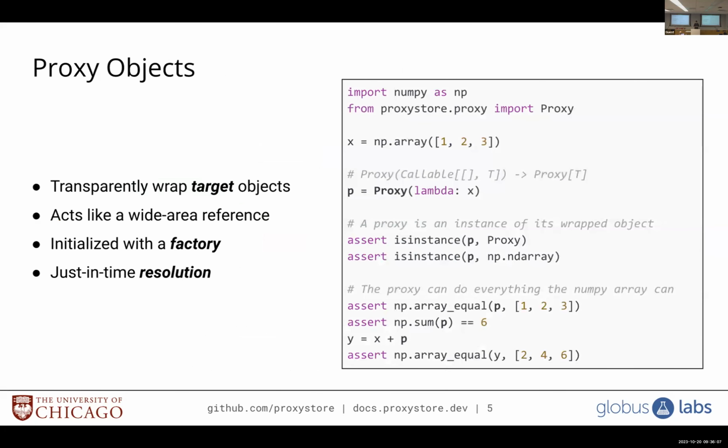A proxy object transparently wraps some target object, and it acts like a wide area reference to that object. It's initialized with a factory function, which is just any callable that when called produces the target object. That factory has all the metadata necessary to know where the target object lives and how to go back and retrieve it correctly, no matter where that factory function is being executed. And then the proxy gives us just-in-time resolution of the object. The proxy will wait to call the factory function until the proxy is first used for something.